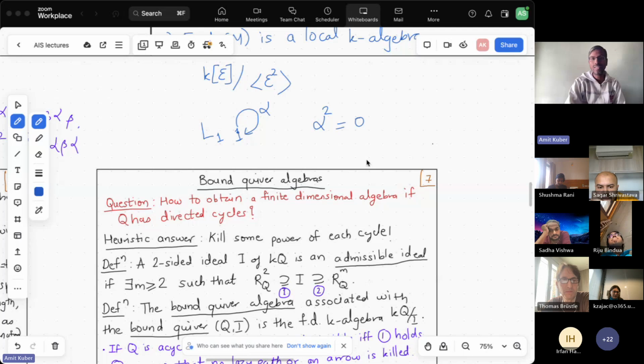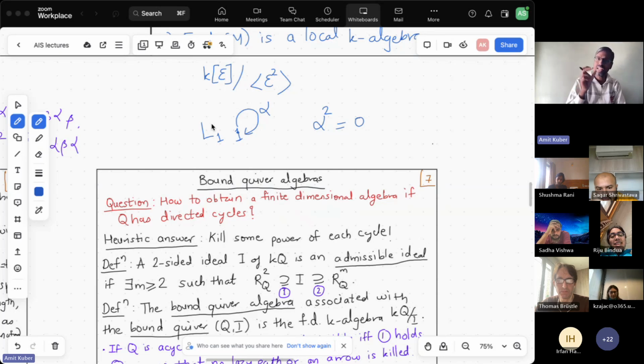Why we are doing this will be clear very soon. The pair Q comma I is called the bound quiver, and the bound quiver algebra associated with this bound quiver is this finite dimensional algebra KQ mod I. As you can see with L1, I take the ideal generated by alpha square, the path alpha square.